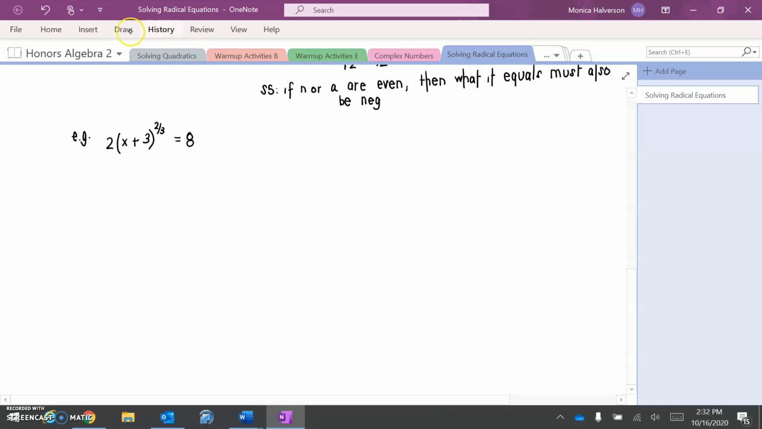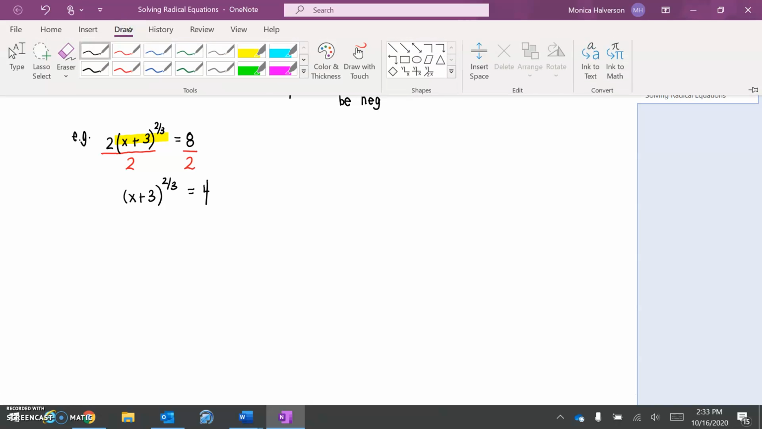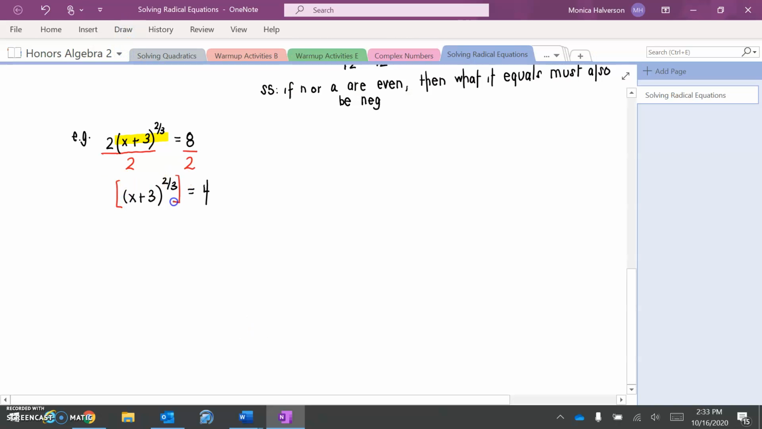So our first step is to isolate our radical, which in this case is here because we have a rational exponent. So we're going to isolate that by dividing both sides by 2. And we get x plus 3 to the 2/3 equals 4. Now, what are we going to raise both sides to? We should raise both sides to the 3/2. And we get x plus 3 equals 8.